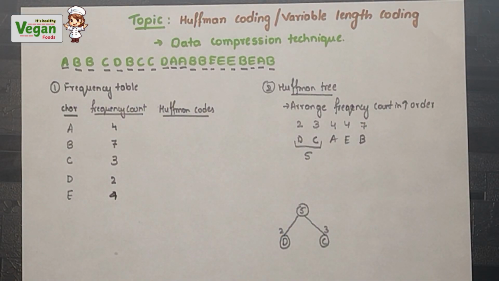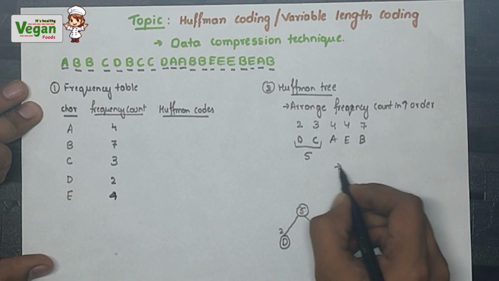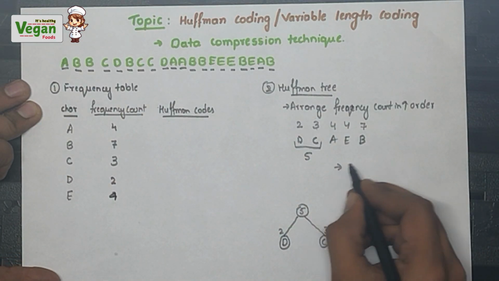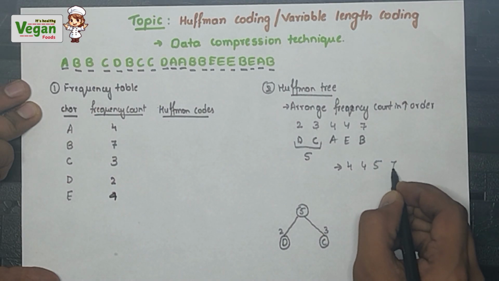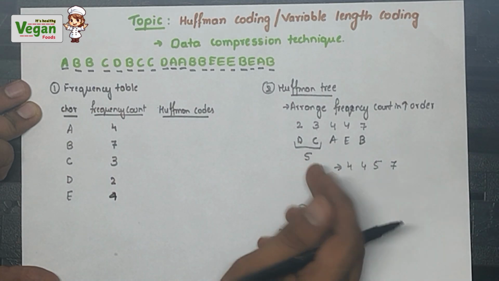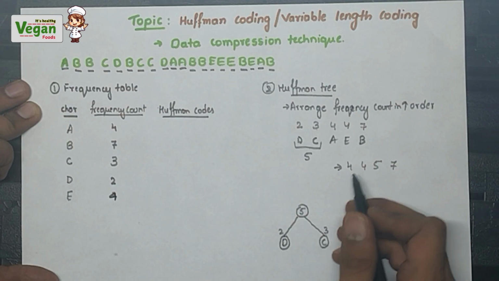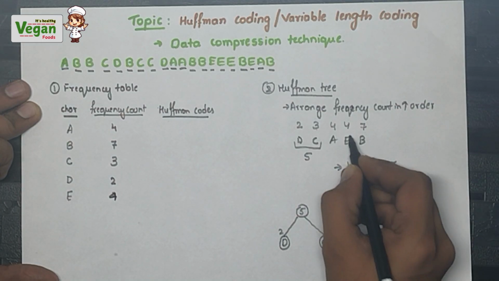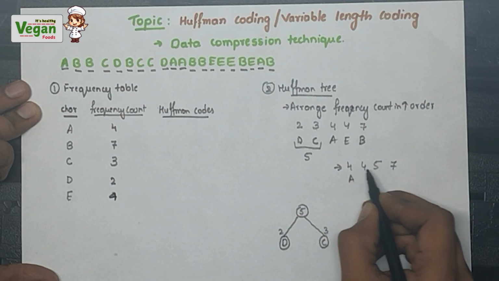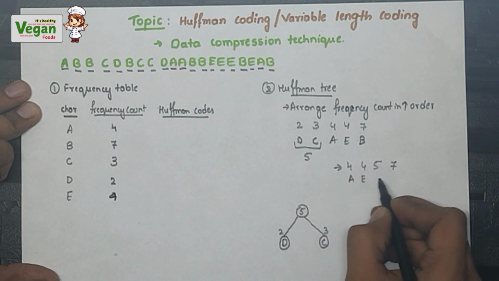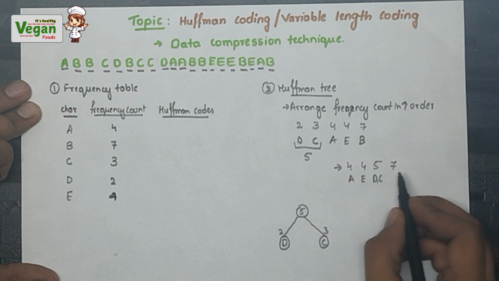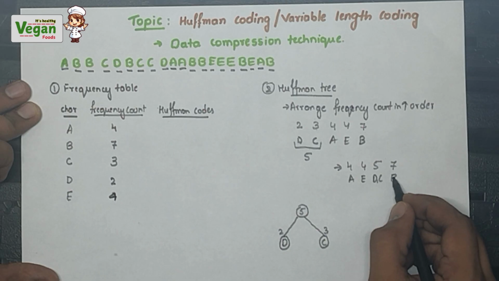In the next step, we will write the frequency counts again in increasing order. So 4, 4, 5, 7. The 5 is the updated value for the D and C frequency count. So 4 is for A, next 4 is for E, next 5 is shared by D and C, and B is 7.